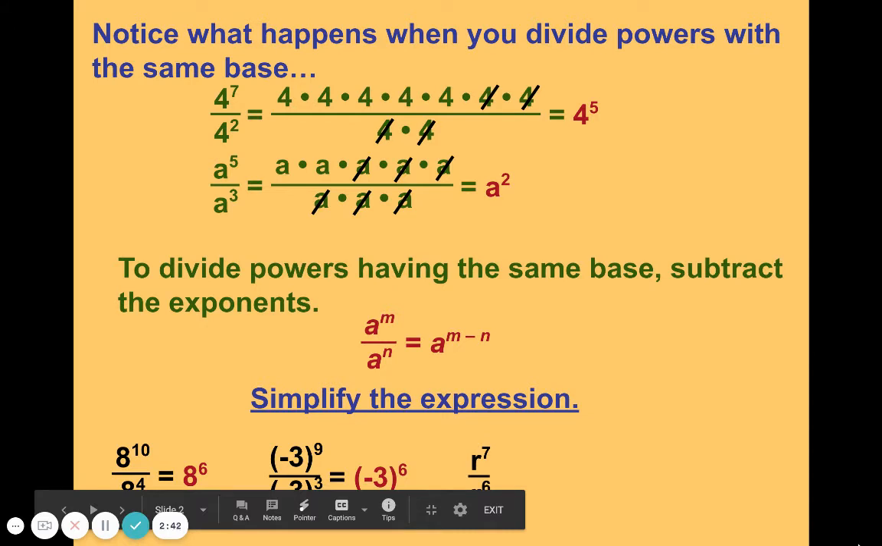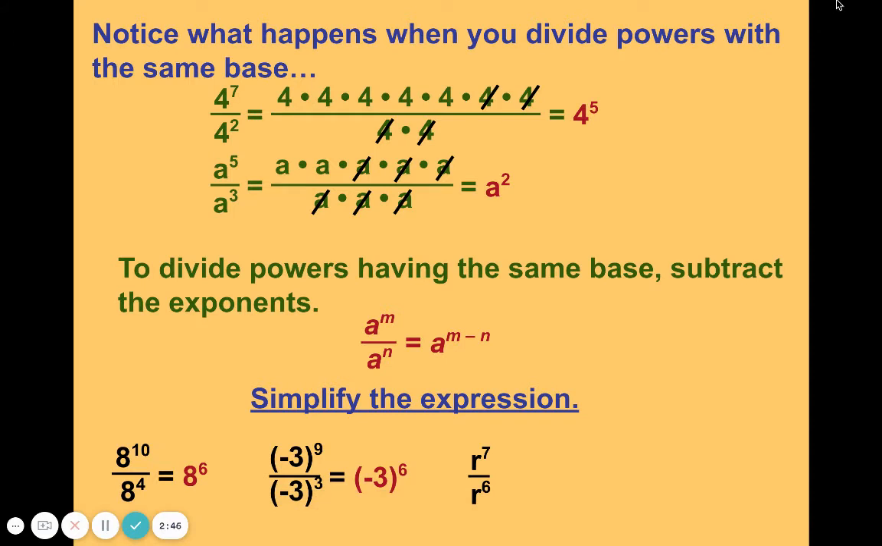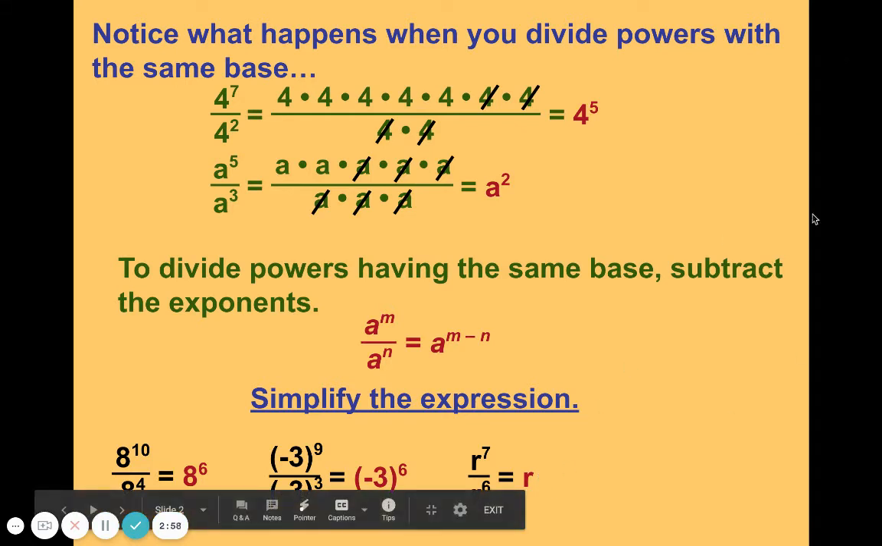All right, I have r to the 7th on top and r to the 6th on bottom. Where do I have more? I have 1 more r on top, so my answer would be r to the power of 1. Remember, if you don't see a 1 there, it is understood to be 1.